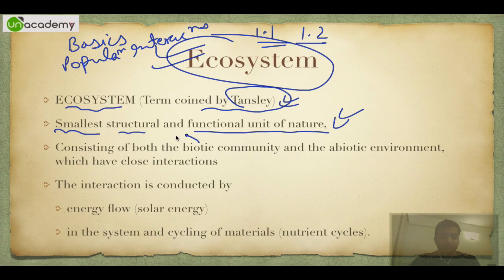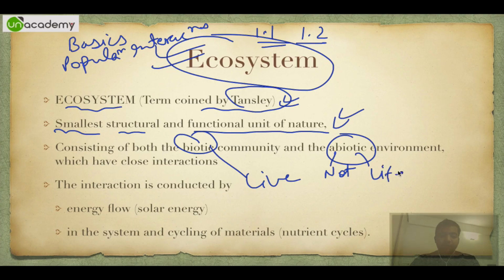It consists of biotic as well as abiotic. Bio means life, a means not. So biotic means living, abiotic means not living. They have extremely close interaction. So this is the definition of ecosystem: the smallest structural and functional unit of nature consisting of both biotic and abiotic components which have close interactions which are essential for life processes.